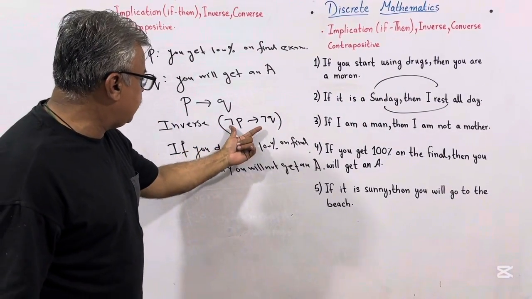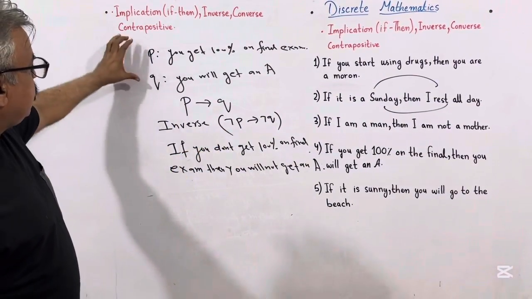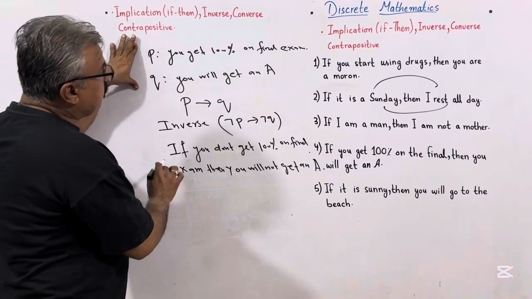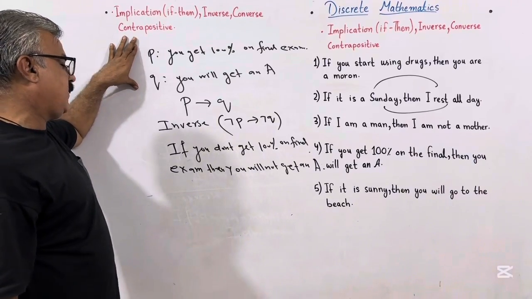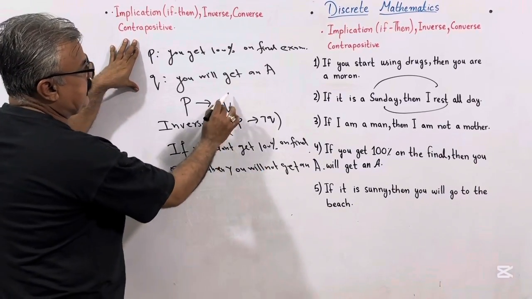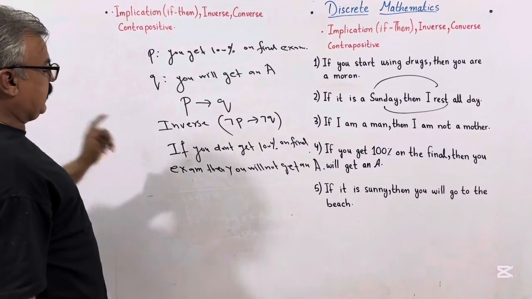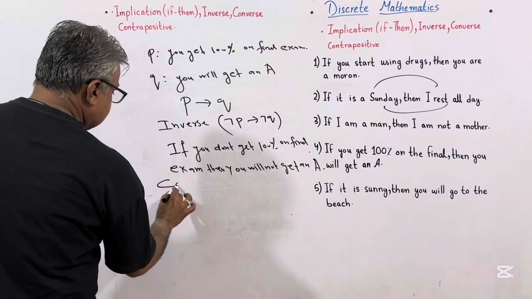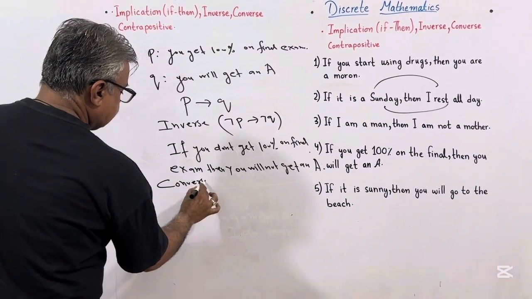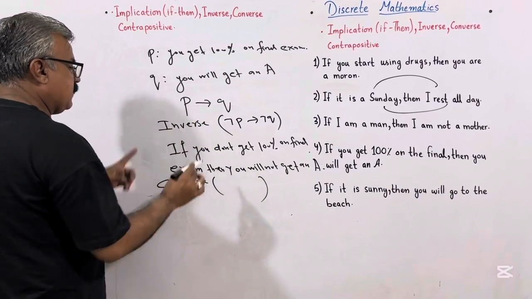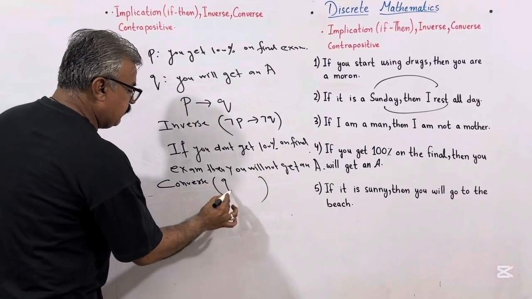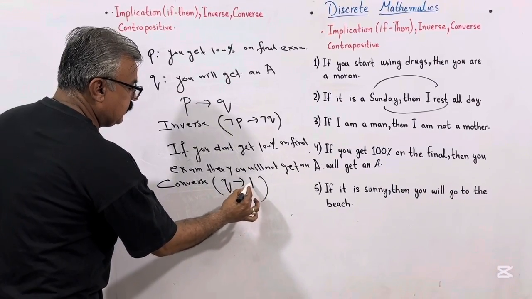Simple implication P implies Q. Inverse is given by negation of P implies negation of Q. How to read them? Negation of P: if you do not get 100% on final exam, then you will not get an A. It's our inverse. What about converse? Converse of P implies Q is Q implies P.